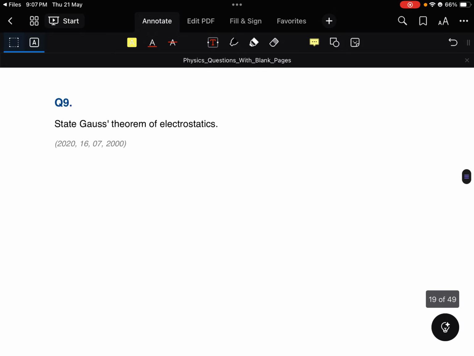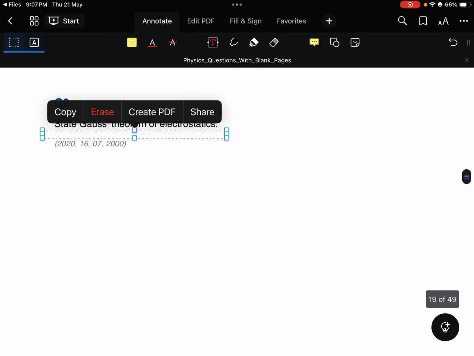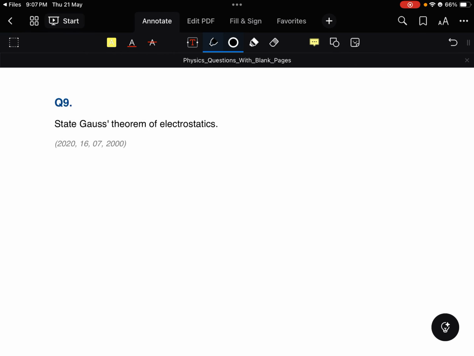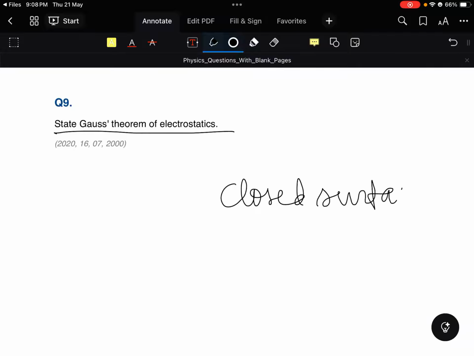Gauss theorem of electrostatics. You have to write the correct statement of Gauss theorem. What is the correct statement of Gauss theorem? Electric flux enclosed by a closed surface is equal to 1 upon epsilon naught times the total charge enclosed by that closed surface.